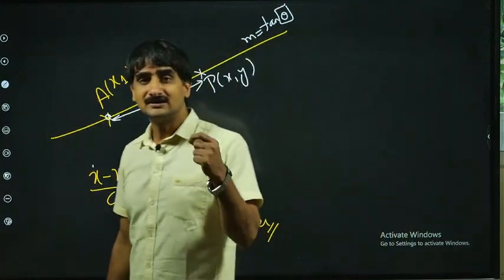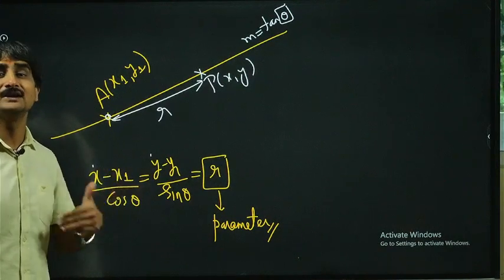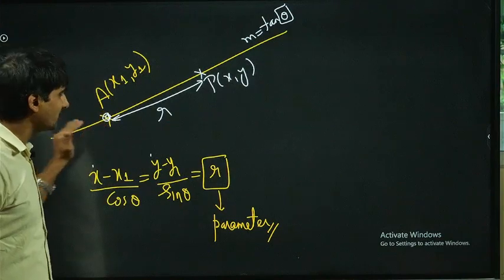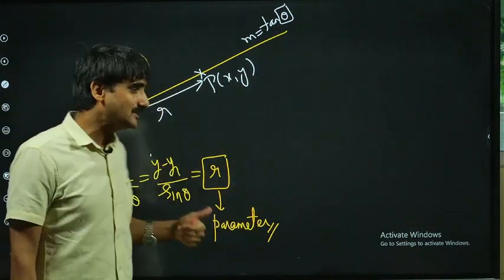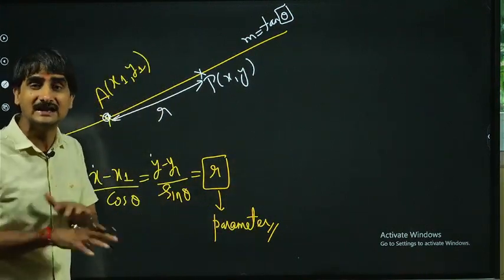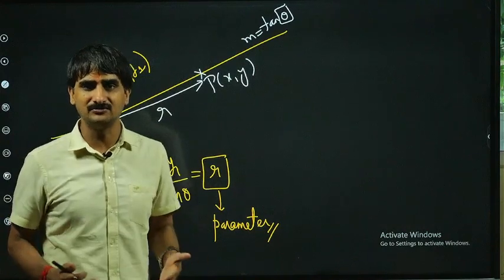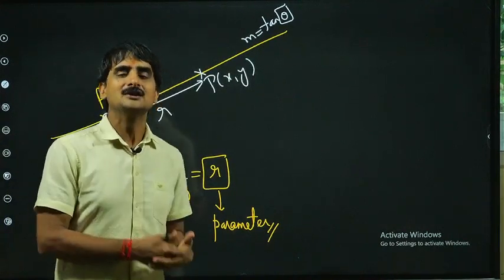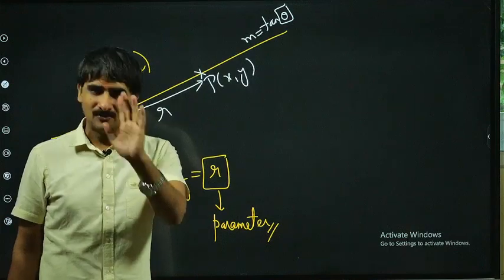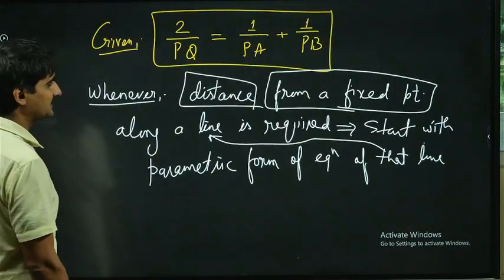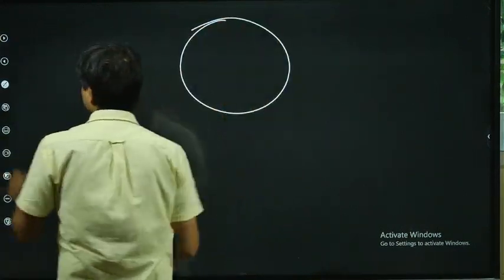What is r? R is the distance of any variable point on the line from the fixed point. So whenever we need this distance from the fixed point along the line, we will be using r. To use that r, we need to use the parametric form of line. That's it. So whenever distance along a line from the fixed point is required in the question, I will start with the parametric equation of the line given the fixed point. Here the fixed point is given, and that fixed point is (1, 2). So let's start. See, that's the curve.